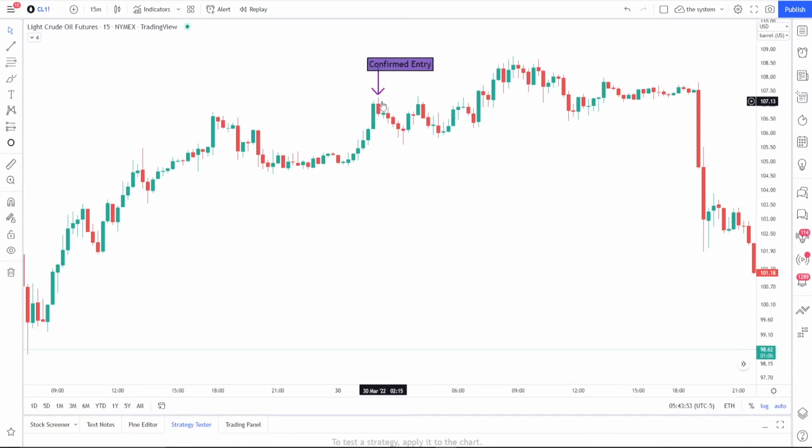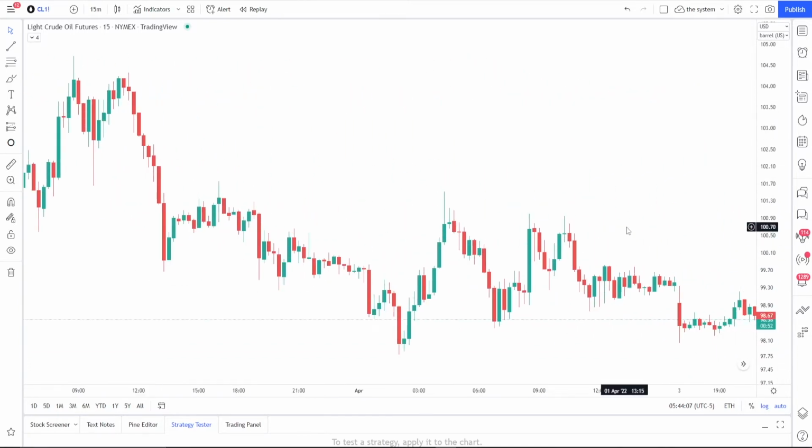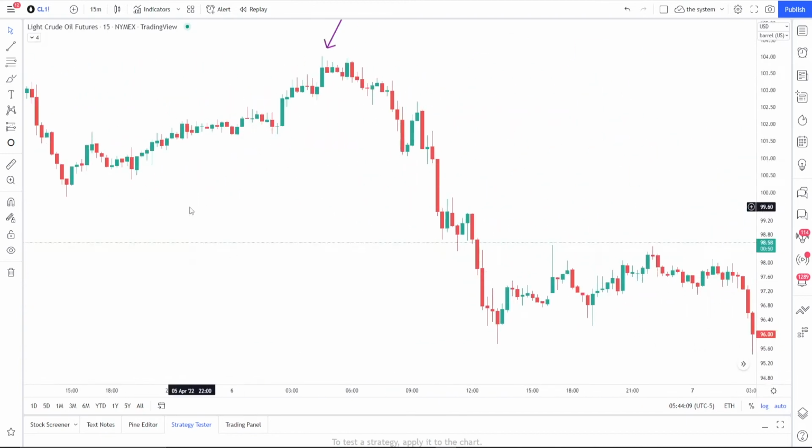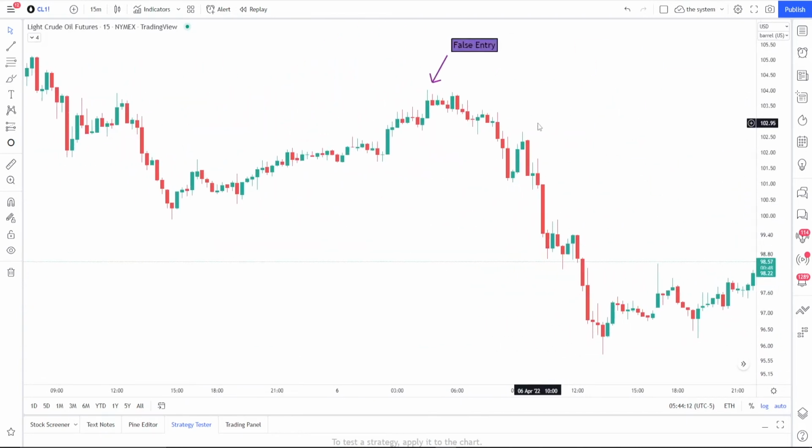But if I saw this wick was slightly higher than where it is right now, then it's not a pattern that we would take. We can get away with a few ticks here and there, but more than that is looking for trouble. So that's another example of a confirmed entry. And I did find a few more entries here, and this is an example of a false entry.